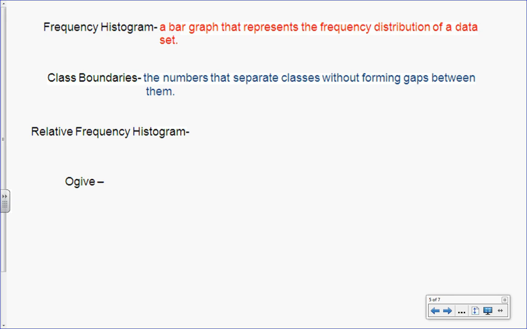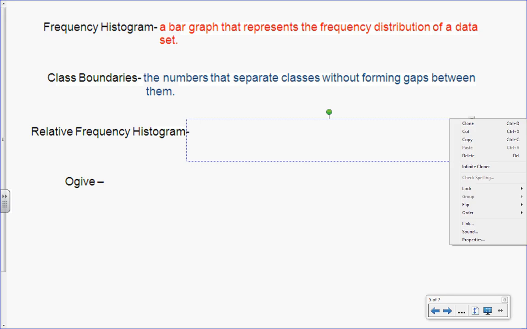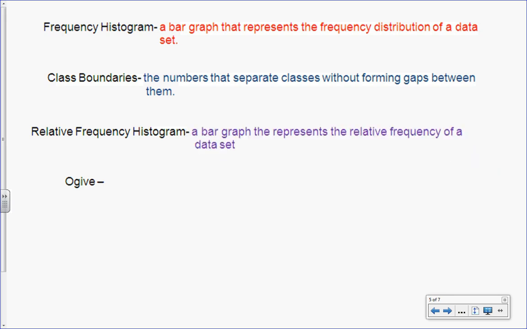Well, we just talked about a frequency histogram up at the top. It's a bar graph that shows the frequency distribution. A relative frequency histogram is going to be a bar graph that shows the relative frequencies. That's all it's going to be. Again, relative frequency is the percent of the data that fell into that class, like our first one on here was 12%, followed by 20%, and so forth.